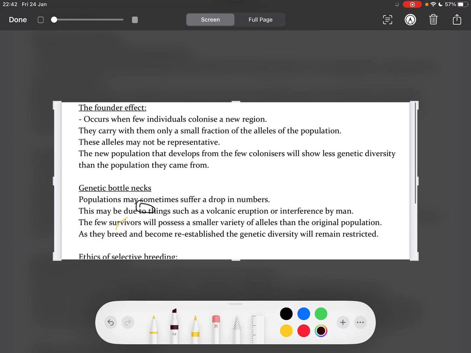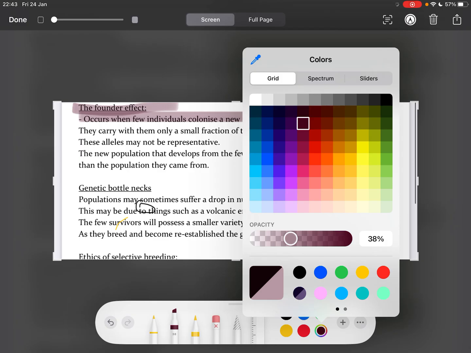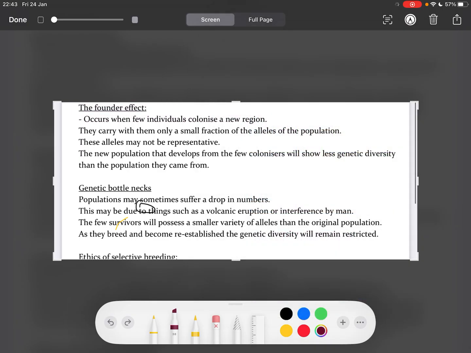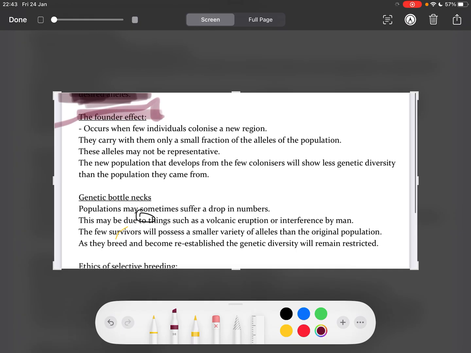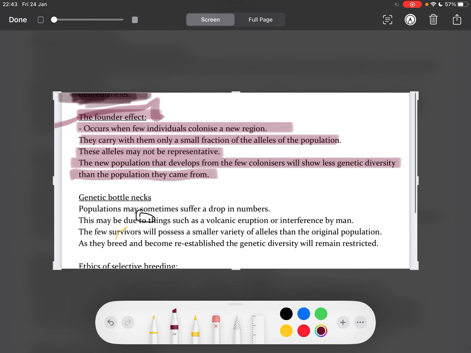The founder effect occurs when a few individuals colonize a new region. They carry with them only a small fraction of the alleles of the population. These alleles may not be representative. The new population that develops from the colonizers will show less genetic diversity than the population they came from.